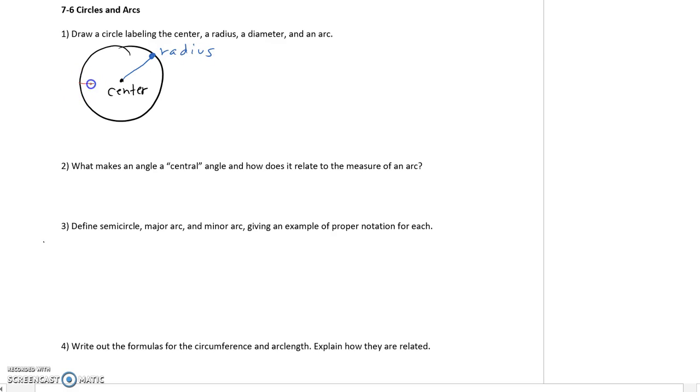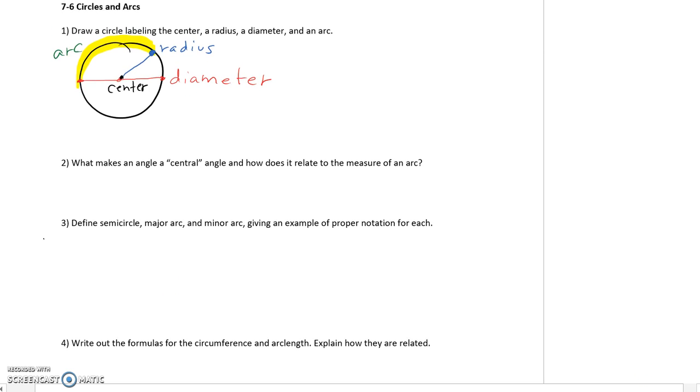Diameter is all the way across the circle, right through the center. That's the diameter. The diameter is twice as long as the radius. An arc, that might be a new one, is a portion of the circumference. It's a portion of the outside section of the circle, and it's called an arc.